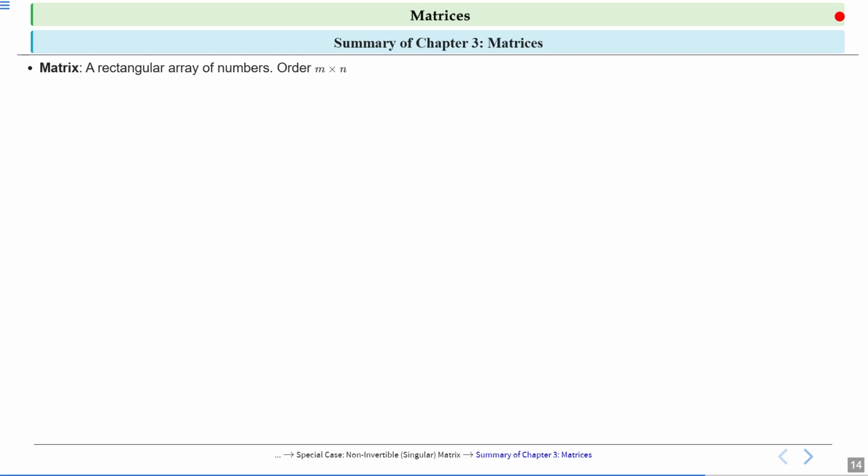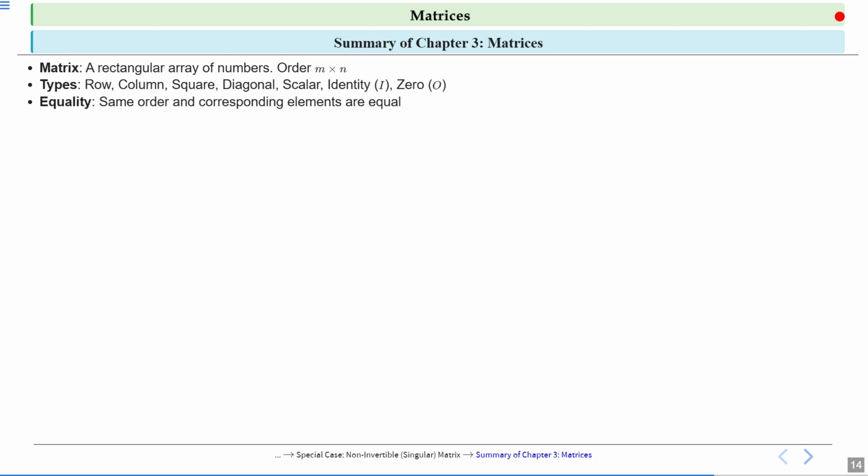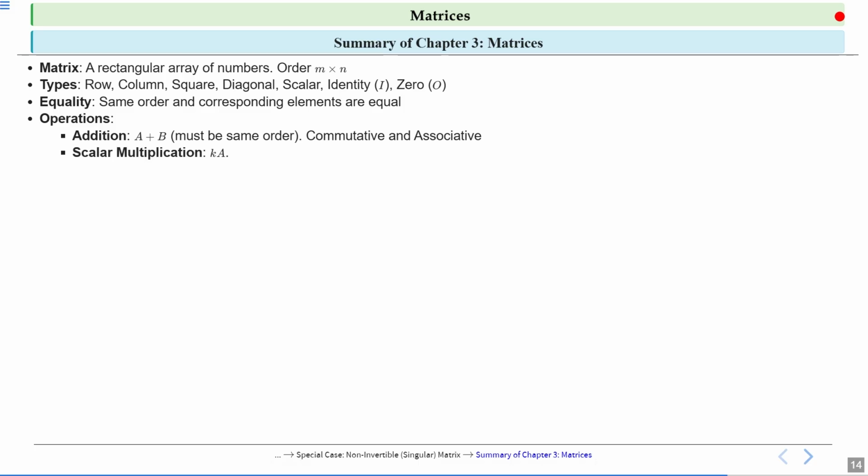Matrix is a rectangular array of numbers having order m into n. Types: row, column, square, diagonal, scalar, identity, zero. Equality: same order and corresponding elements are equal. We have seen operations on matrices: addition A plus B must be of the same order, which is commutative and associative. Scalar multiplication kA. Multiplication AB: columns of A should be equal to rows of B. It is associative and distributive, but not commutative, right?